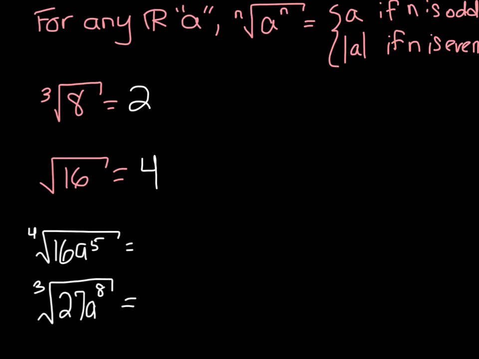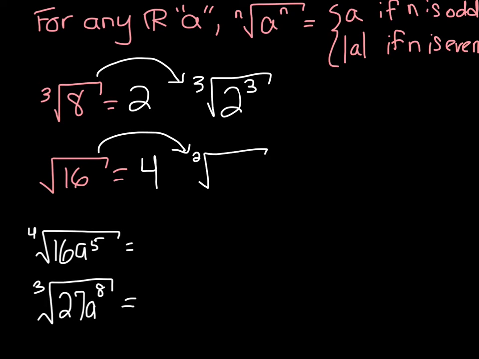Here, we could think of the cubed root of 8 as being the cubed root of 2 to the third. The 3 exponent and the cubed root essentially cancel out, leaving me with a 2. Here, we can think of it as the square root, the 2 we don't have to write, but just to visualize it, and this is 4 to the second power. Again, this is canceling, and what we're left with is the absolute value of this answer, which is a 4.